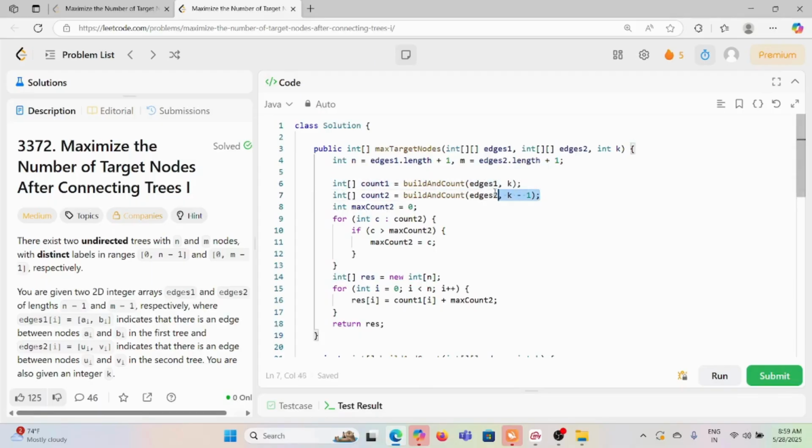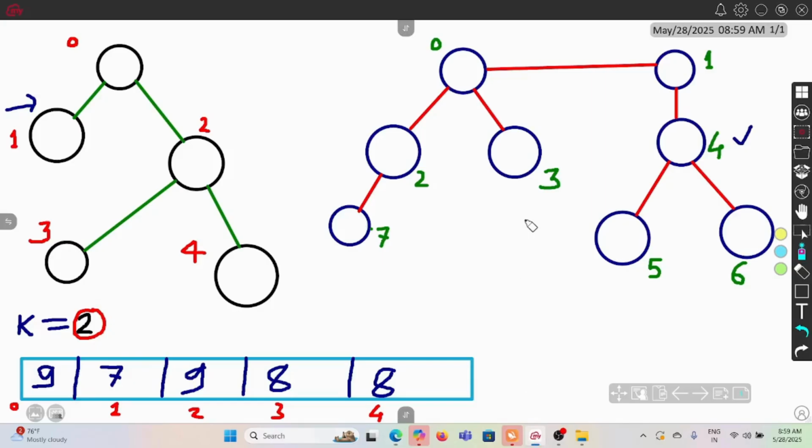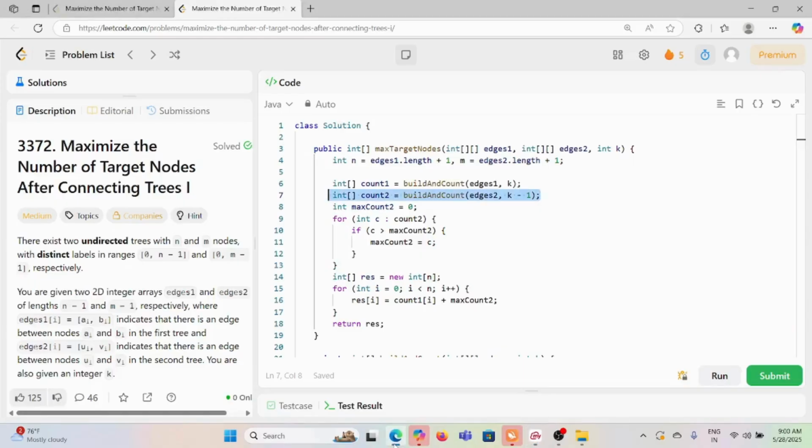Now this count2 we are calculating in the second graph with k minus 1 value. Okay, so now what we are doing here, we are getting the maximum value. So we are finding here the maximum value in this count2. You remember here we found this 0 and 4 as the maximum value. In the same way we are extracting the maximum value here, from the second array for the second graph.